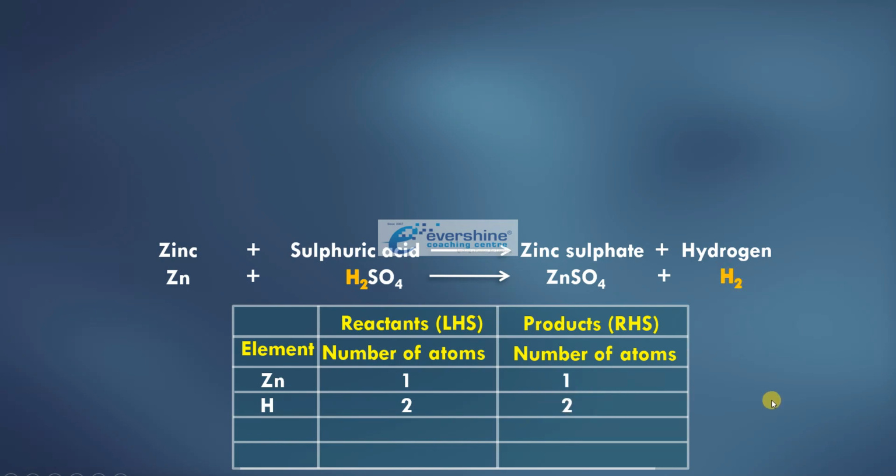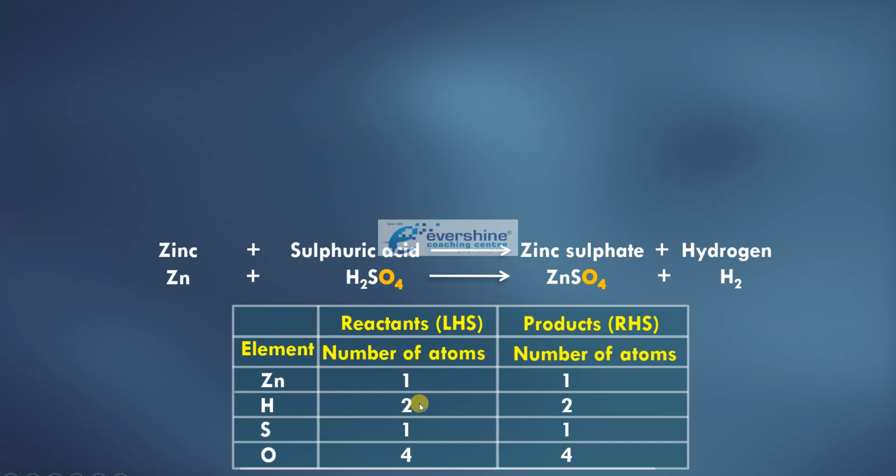You can fill 2. Next we come to S, that is sulfur. How many S is present? On the reactant side we can see there is 1 S, isn't it? Here, how many S is present on the product side? We can see here also we have 1 S. Now how many O is present? That is oxygen, 4, isn't it? Yes, so oxygen is 4. Now on the product side how many oxygen are present? 4. Now can you see both are equal? Here 1, here 1, here 2, here 2, here 1, here 1, here 4 and here also 4.